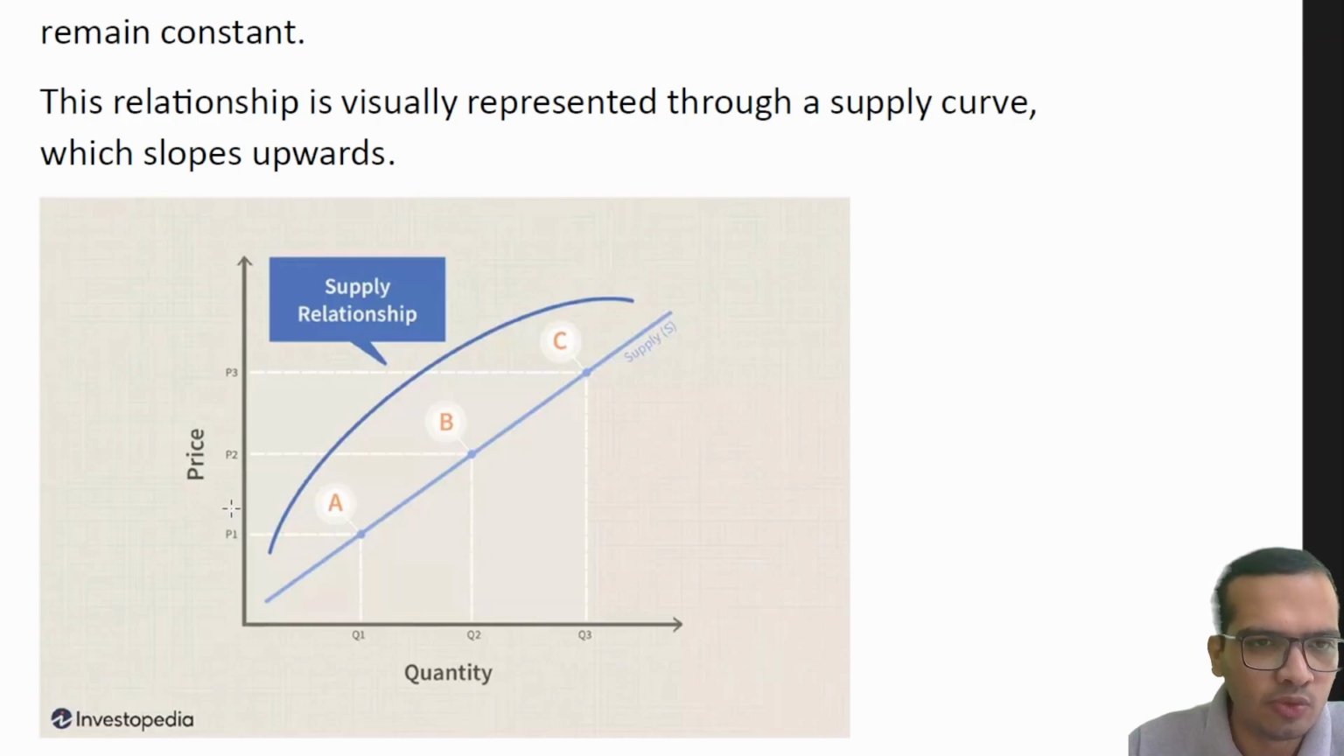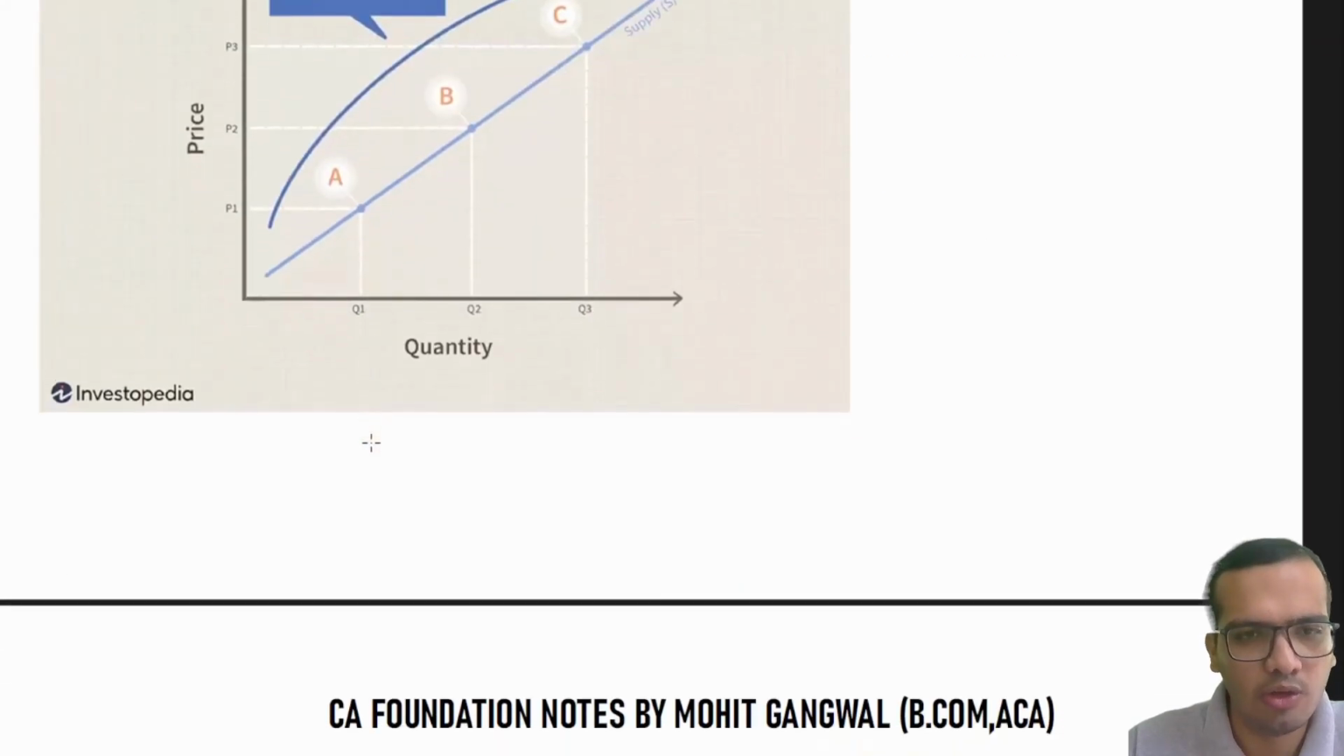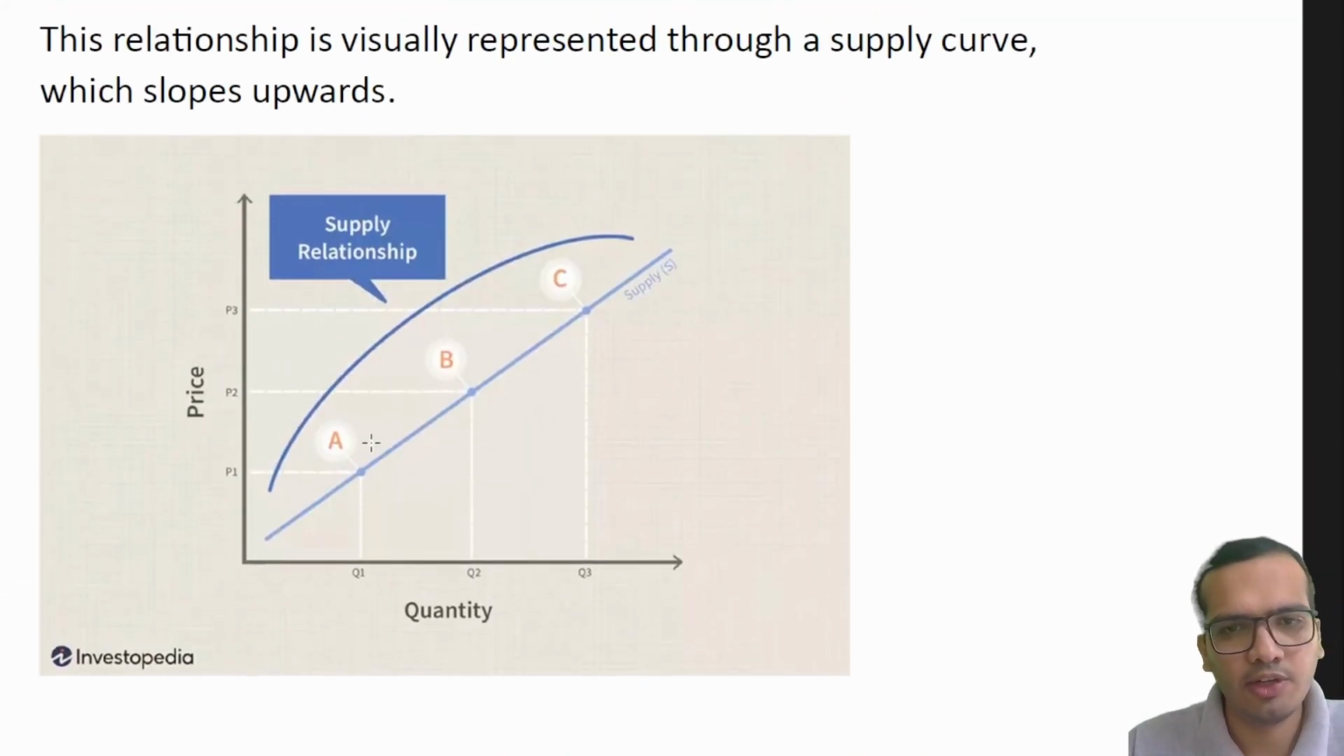So this is price 1, P1, price 2, P2, price 3, P3, and these are the quantities that are sold at price 1, at price 2, and similarly the quantity sold at price 3. So these are the three points based on what is known as the law of supply. I have some examples for it, don't worry.